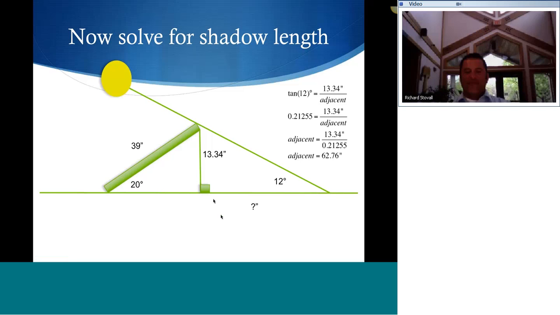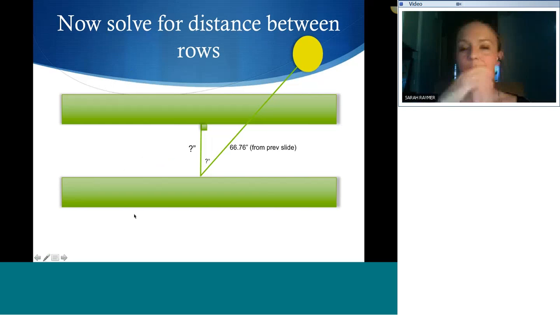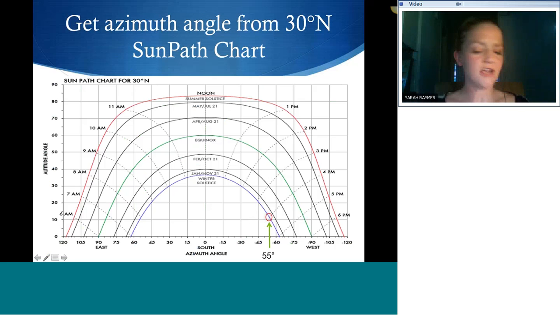Let's see. I don't want to skip a slide. All right, so here's the adjacent that we just figured out, the length of the shadow from the previous slide. We need to know this last angle between the module rows. That's what you see here, and then determine the final distance between the rows. Now we look at the solar azimuth angle.